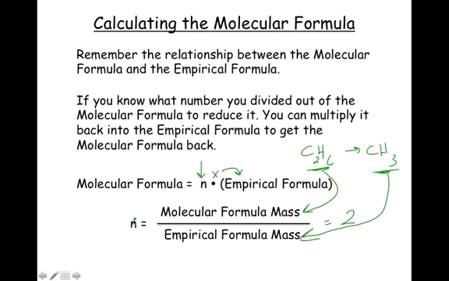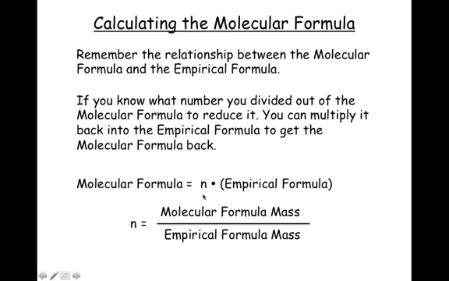So we need to find out what that n is. In our problems, the molecular formula mass is going to be given to you. Somewhere it's going to state the compound has a molar mass of whatever. In a laboratory, a machine would spit that number out for you, no problems at all. The empirical formula mass, you're just going to have to find the empirical formula and then add up the masses, just like you would any other formula mass. So let's get started on an example.